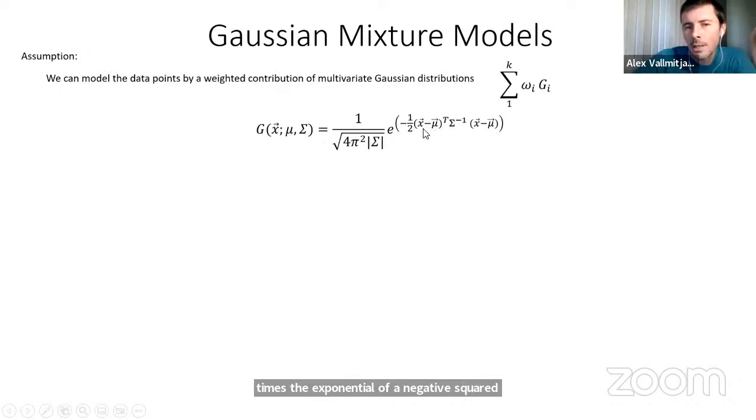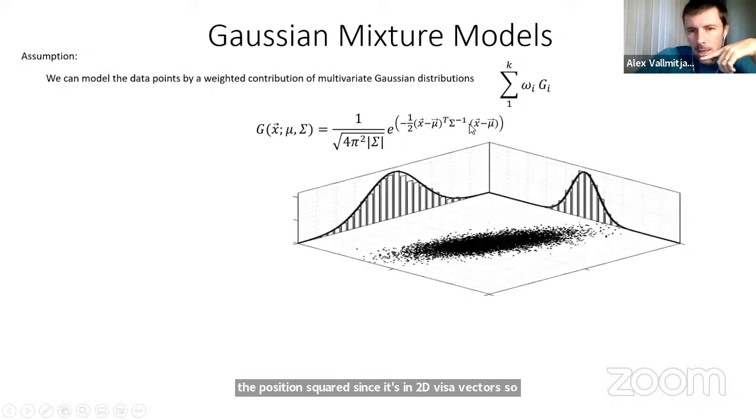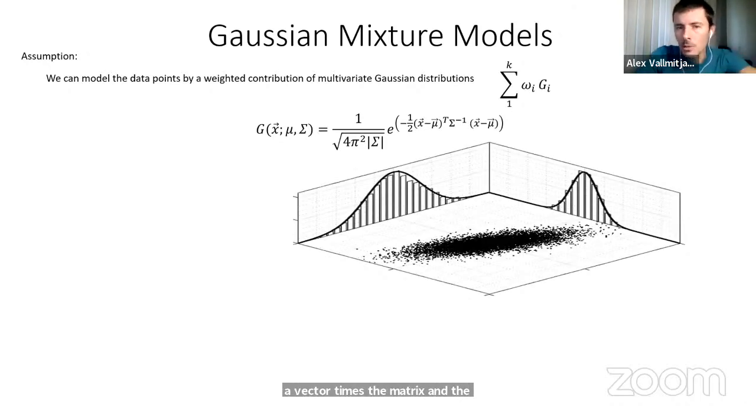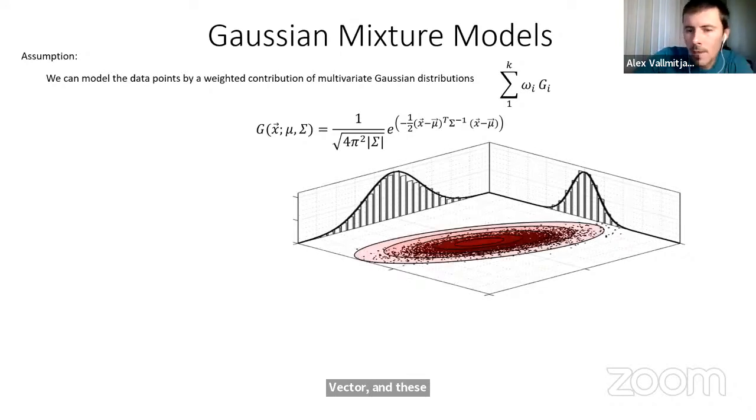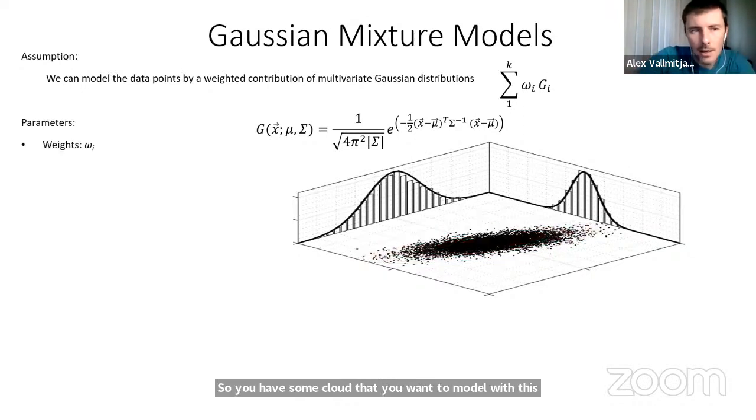And if it were a single dimensional Gaussian, it would be the position squared. Since it's in 2D, these are vectors. So it's a vector times a matrix times a vector. And these parameters describe the position of your Gaussian. So you have some cloud that you want to model with this ellipsoid structure, and it has the weights. These are parameters you need to find.